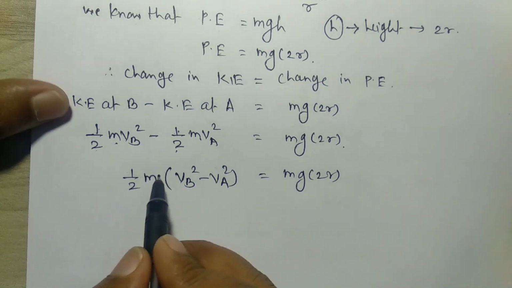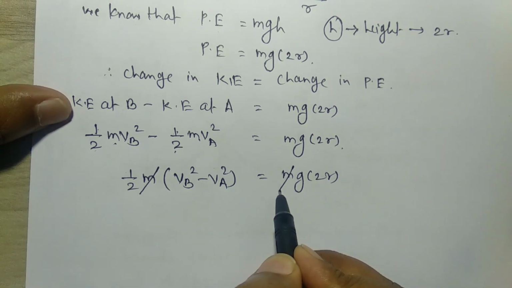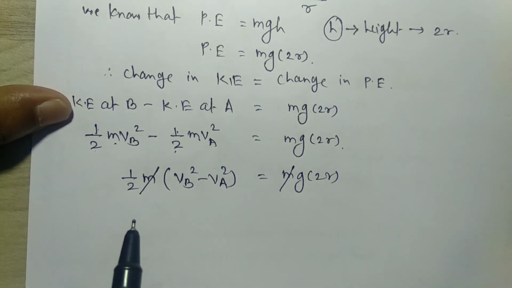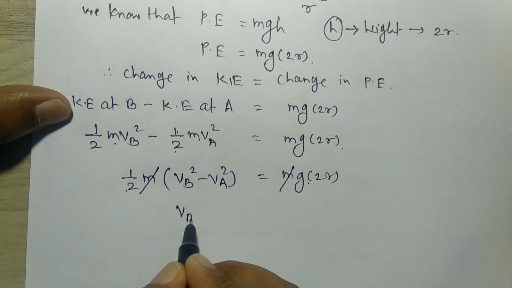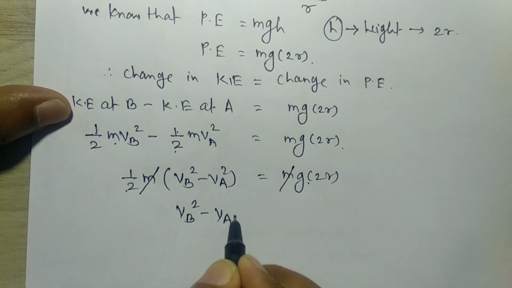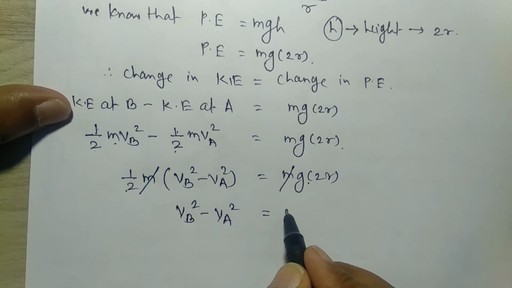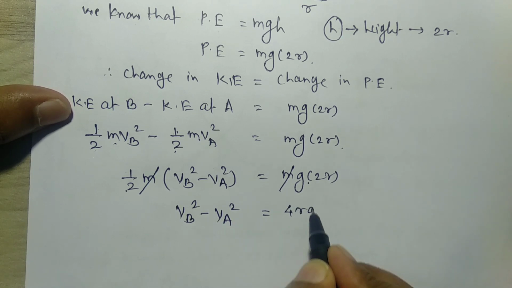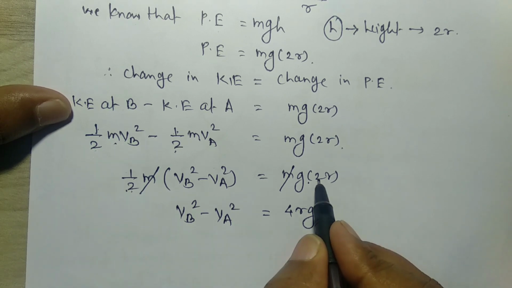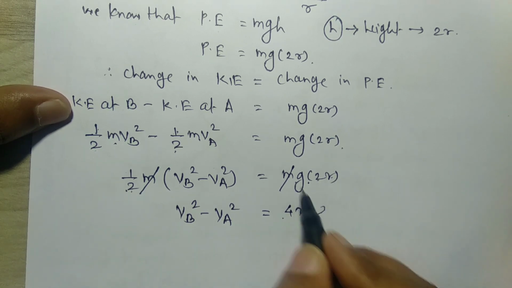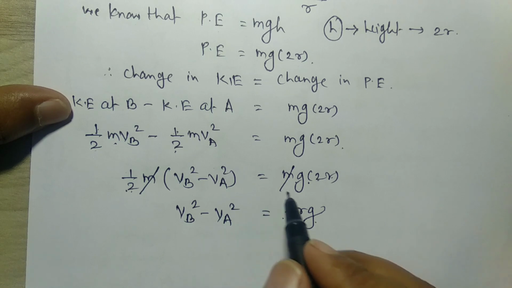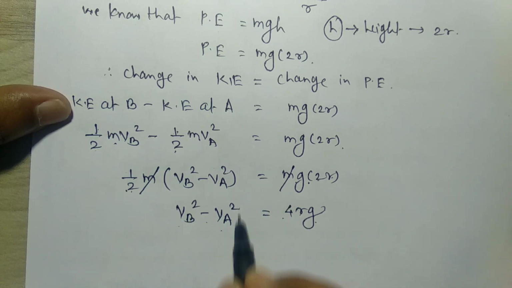Right now we have to cancel out m, and m is cancelled here. The 2 is divided here and multiplied here, and therefore you will get VB square minus VA square is equal to 4RG. 2 into 2, that means 4. This is R, and G, M cancel to each other, and therefore VB square minus VA square is equal to this one.